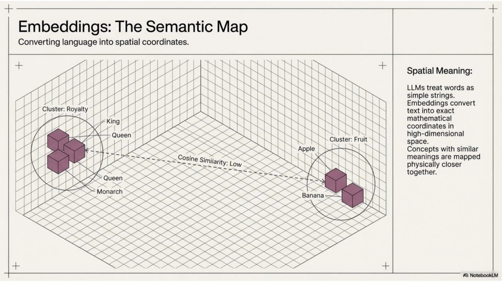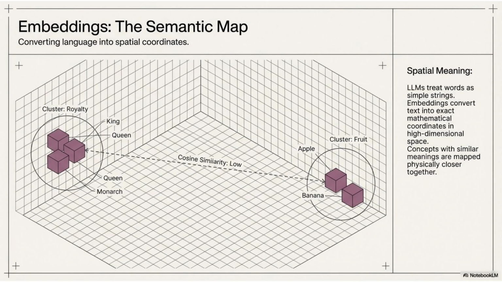Look at this slide. It shows a three-dimensional vector space with two clusters. On the left, you see the royalty cluster. King, queen, and monarch are all plotted close together because they share semantic meaning. On the right is the fruit cluster. Apple and banana are grouped together.